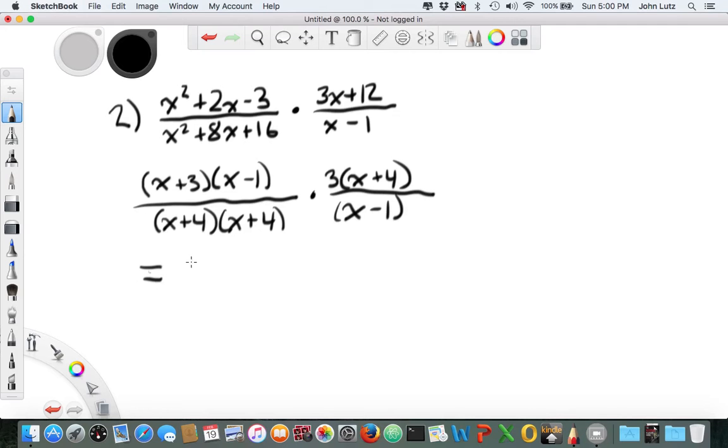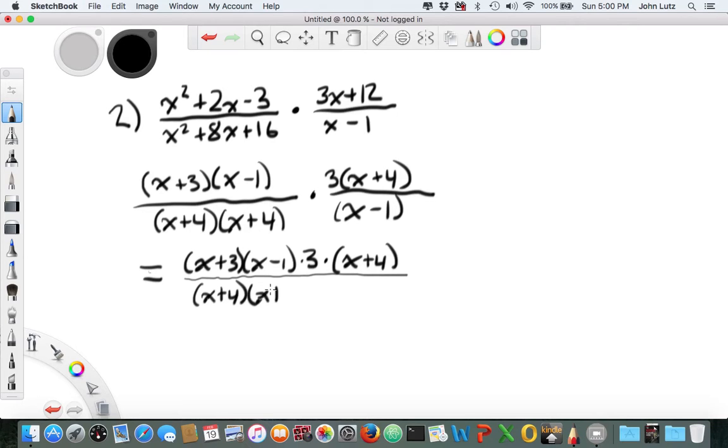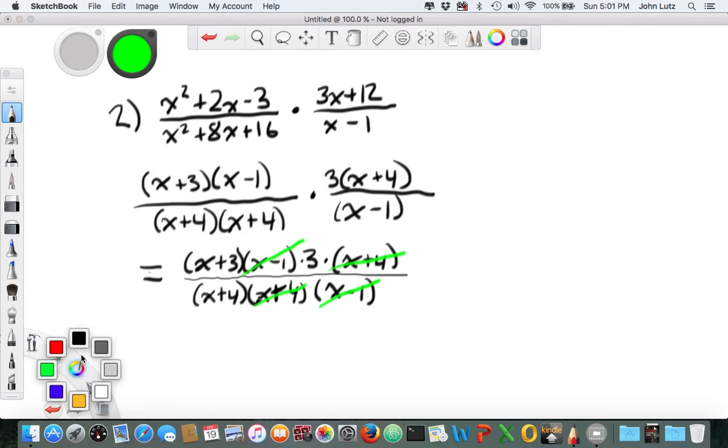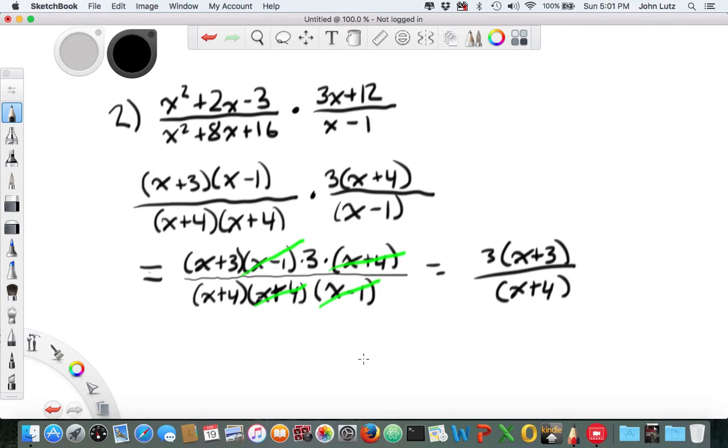I'm going to rewrite this as x plus 3 times x minus 1 times 3 times x plus 4 on the top, and on the bottom, we're just going to have x plus 4 times x plus 4 times x minus 1. And then we just start canceling. We go cancel crazy. This x minus 1 cancels, and this x plus 4 cancels with this x plus 4. And we end up with 3 times x plus 3 over x plus 4. And if you want to, you can simplify that to 3x plus 9 over x plus 4. Okay, got that? Awesome.